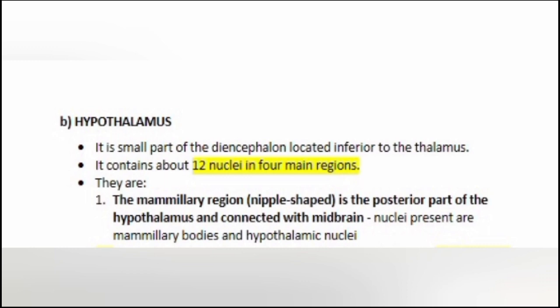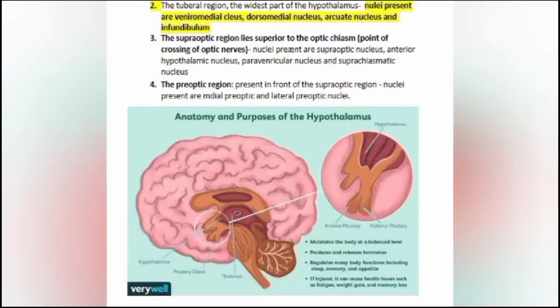Next is the hypothalamus. As we know, the thalamus is the largest part, so the smallest part in the diencephalon is the hypothalamus, and it consists of 12 nuclei in 4 main regions. In the thalamus there are 7 nuclei, but the hypothalamus has 4 main regions. First of all, the mammary region, which is nipple shaped. In this diagram, you can see the nipple shape in the hypothalamus. That is the mammary region.